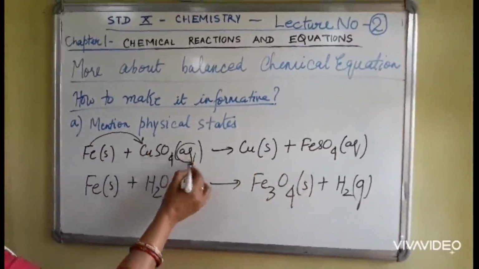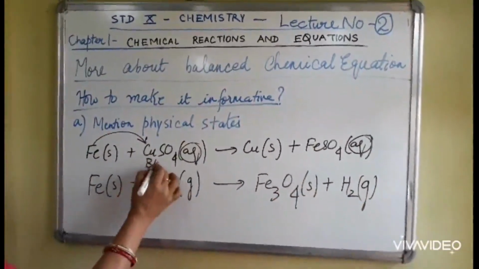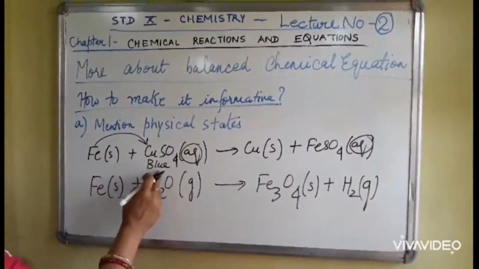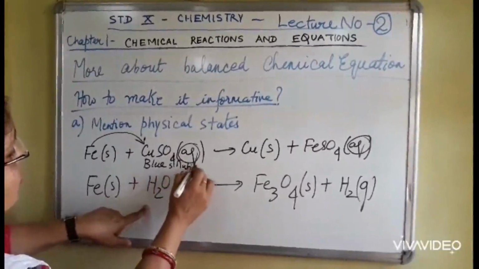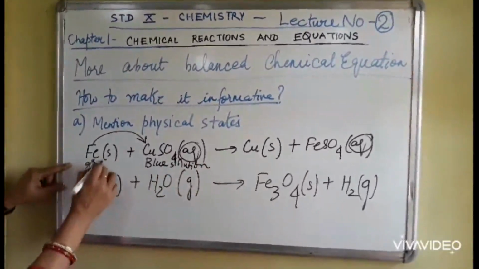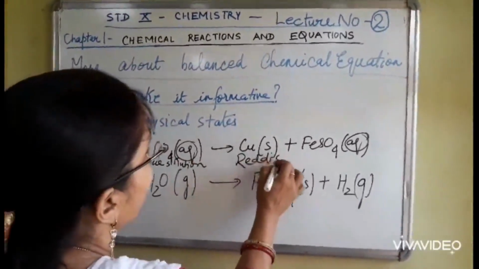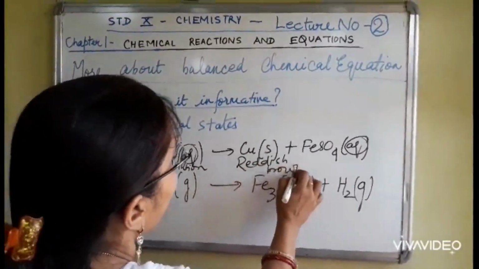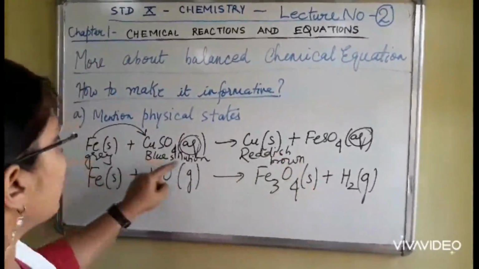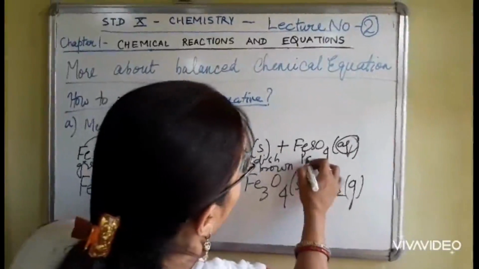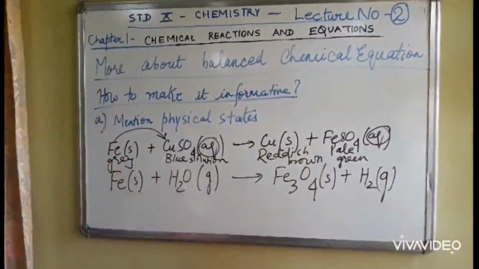Now, mentioning aqueous over here is very important because this copper sulfate is blue in color, and with water it forms a blue solution. This blue solution reacts with grey iron and forms a reddish brown copper, and the solution changes after some time, nearly 20 minutes, from blue to pale green. So we also mention the color sometimes in equations.